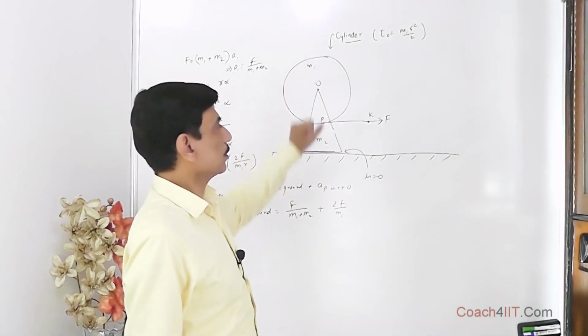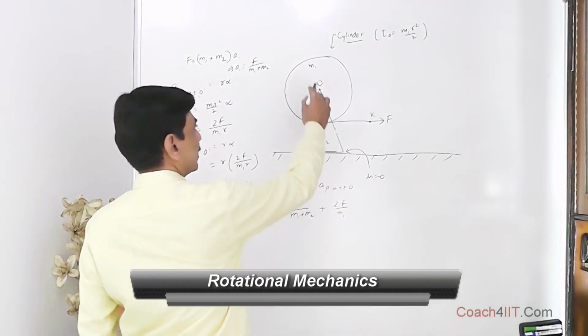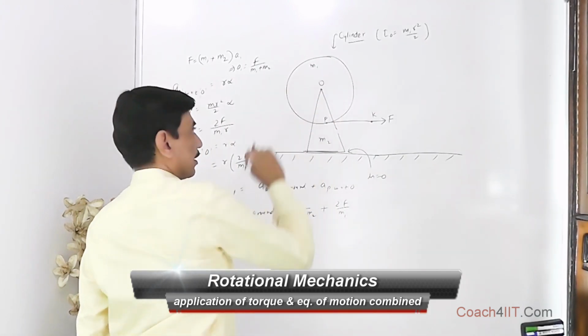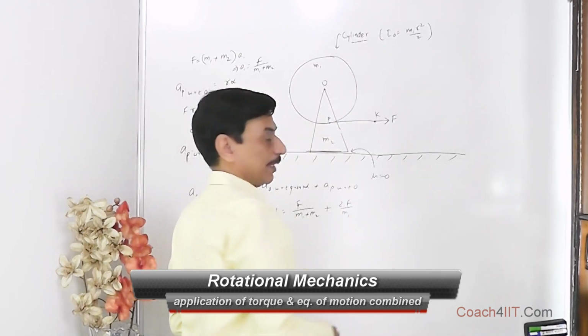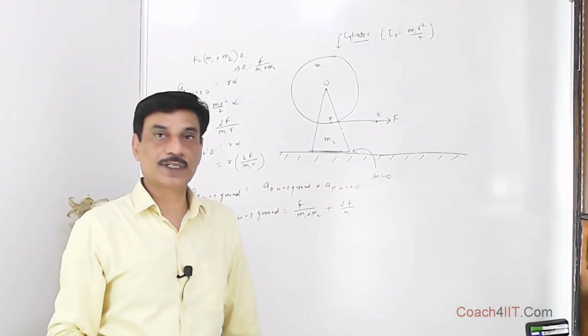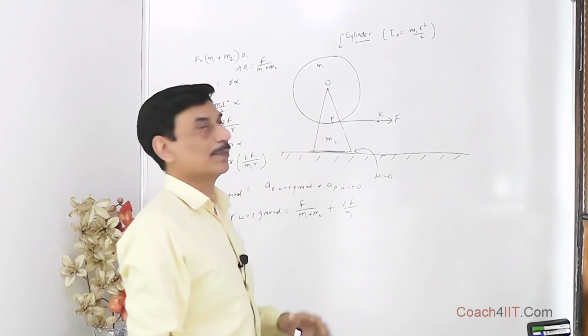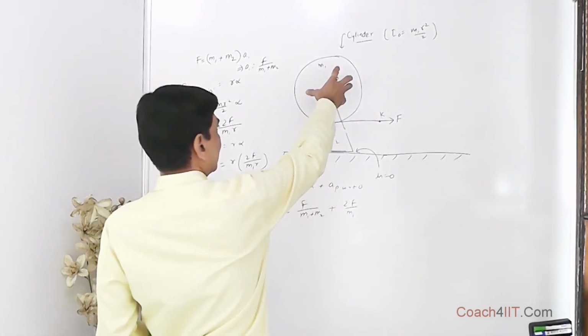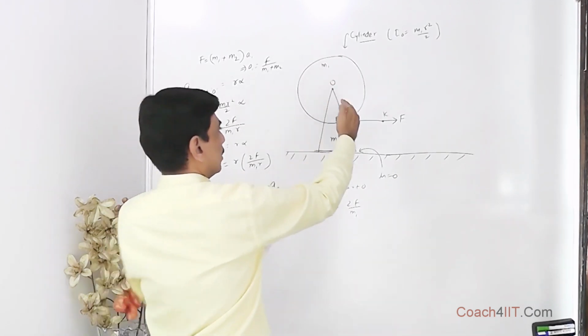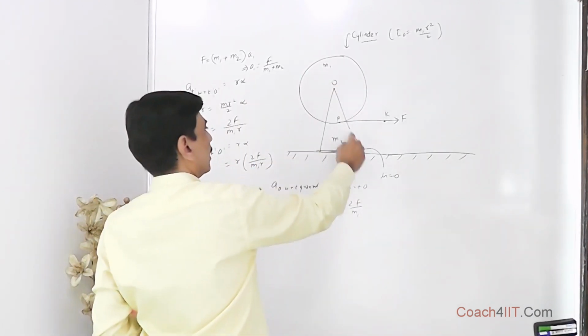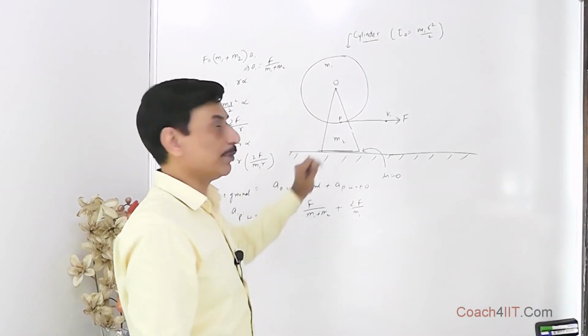This is a cylinder of mass m1 and radius r, so that its moment of inertia about this axis is m r square by 2. We have done it for a disk or solid cylinder, we know it. About this axis it is m r square by 2. Now this cylinder is free to rotate about this axle, and this is mounted on this mount of mass m2.